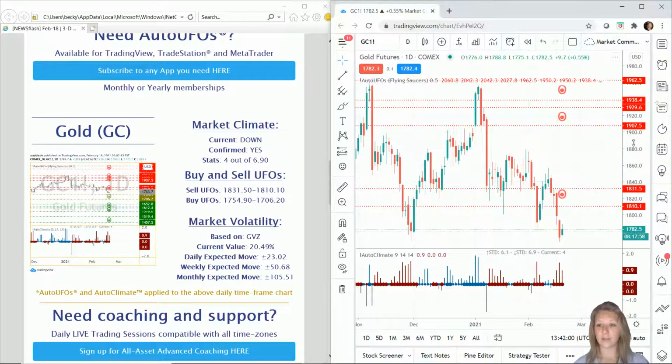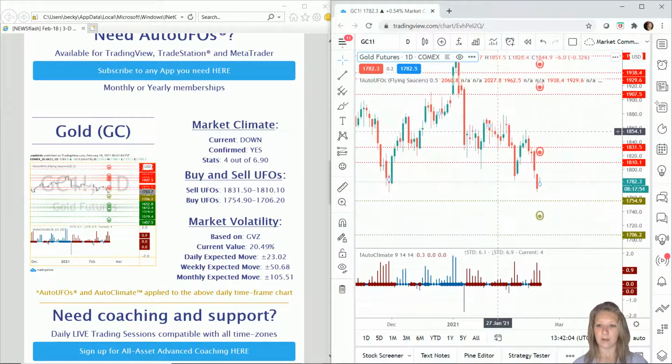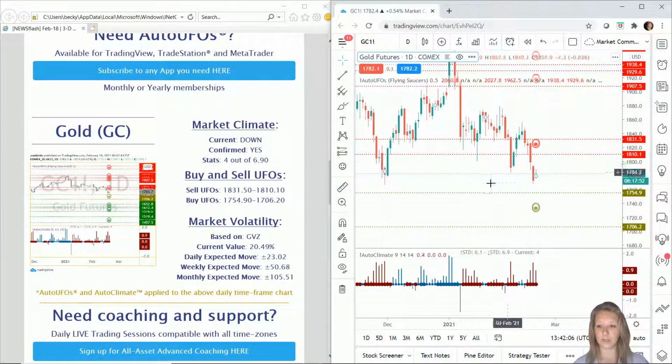In terms of buy and sell UFOs, let's just squeeze the price a little bit here so we can see what we're looking at. Closest sell UFO is this one just here. That's 1810.1 to 1831.5. And then we have a buy UFO just below us at 1754.9 to 1706.2. Now, we're in the middle of those two.